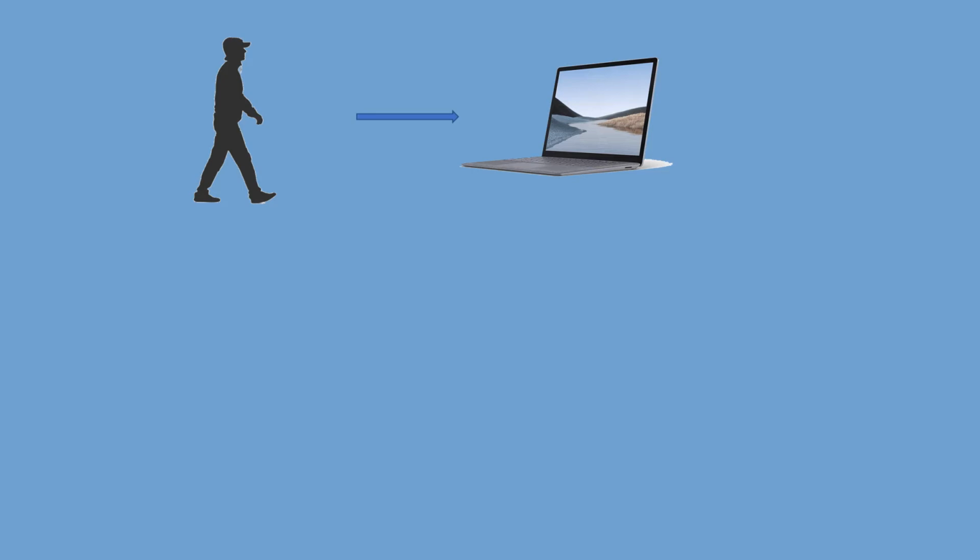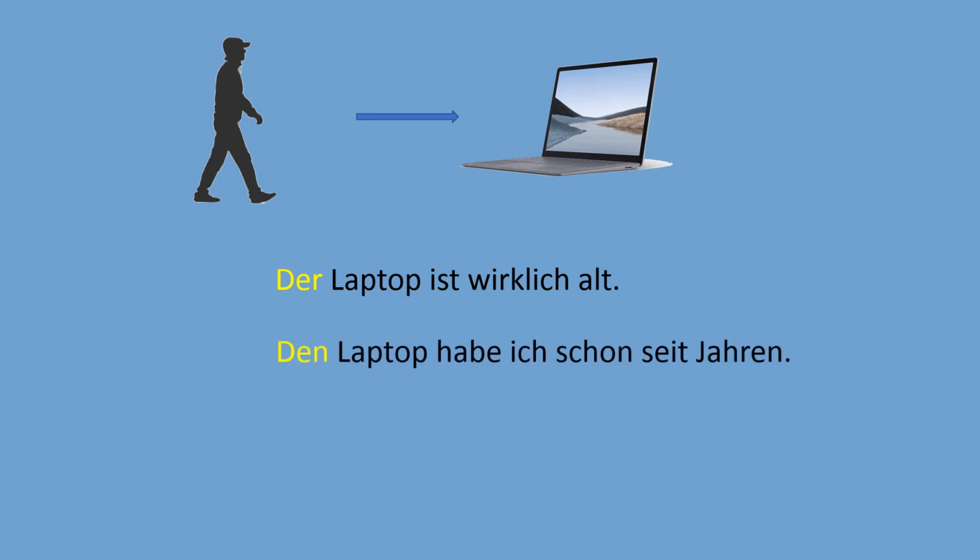For example, a student is telling us the story about his computer, and he says, Der Laptop ist wirklich alt. So this laptop is really very old. Look, the article der is used because laptop is the subject in this sentence. But if we give another sentence, Den Laptop habe ich schon seit Jahren, I have had this laptop for many years. In this case, laptop, even though it's used at the beginning of the sentence, is a direct object. So we have to change the article. Now we use the article den instead of der.